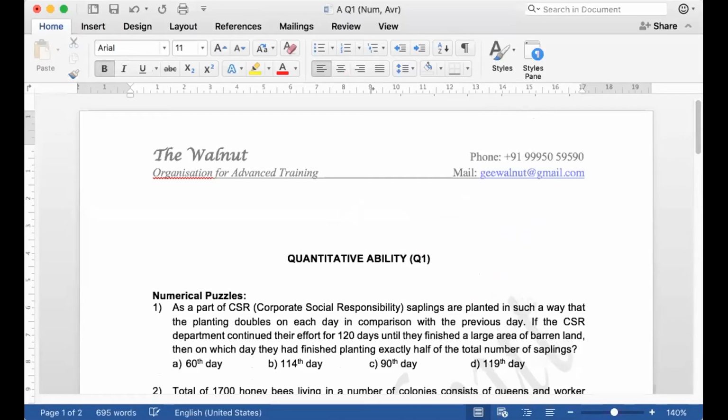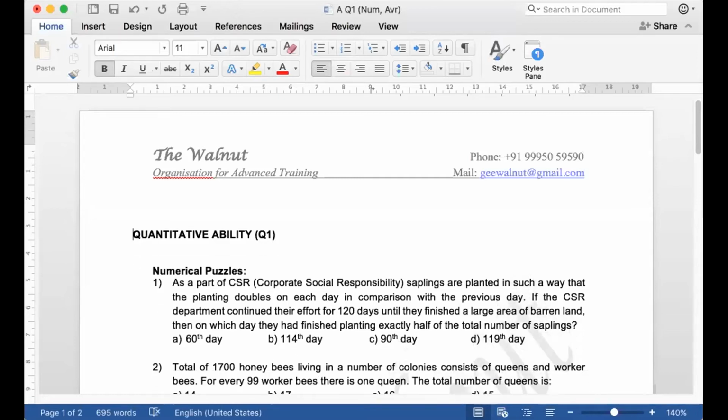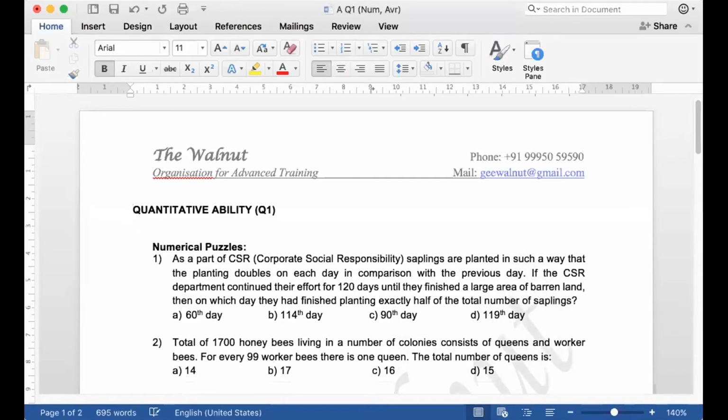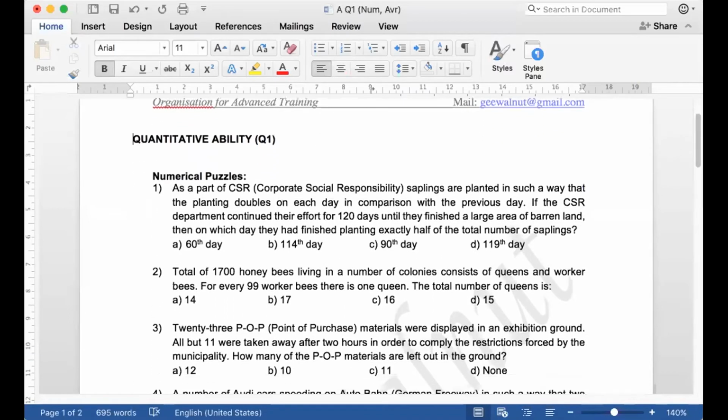As part of a CSR, corporate social responsibility, saplings are planted in such a way that the planting doubles on each day in comparison with the previous day. If the CSR department continued their effort for 120 days until they finished a large area of barren land, then on which day they had finished planting exactly half of the number of saplings? Take a look at that question.